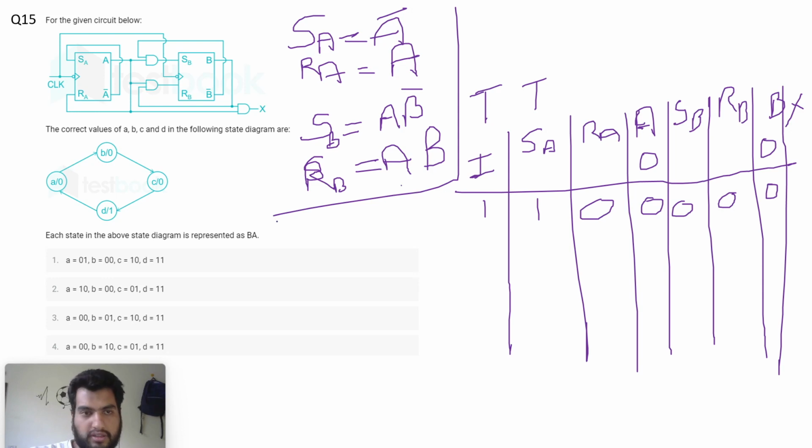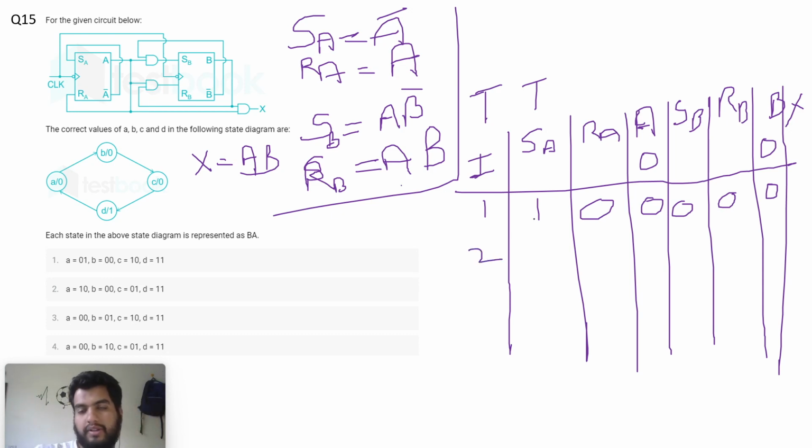And the output X, so we need to write the equation of X also. X is equal to A dot B. And RB is also equal to A dot B.